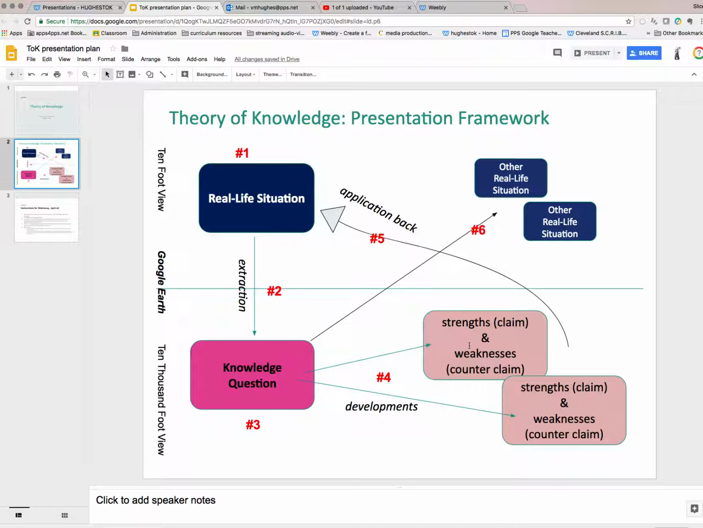Your knowledge question is going to lead to two developments, and in the video they talked about more than one. Ignore that. You're only going to do two developments. They also talked about partners. You will be doing an individual presentation. Development number 1 is a claim and counterclaim.